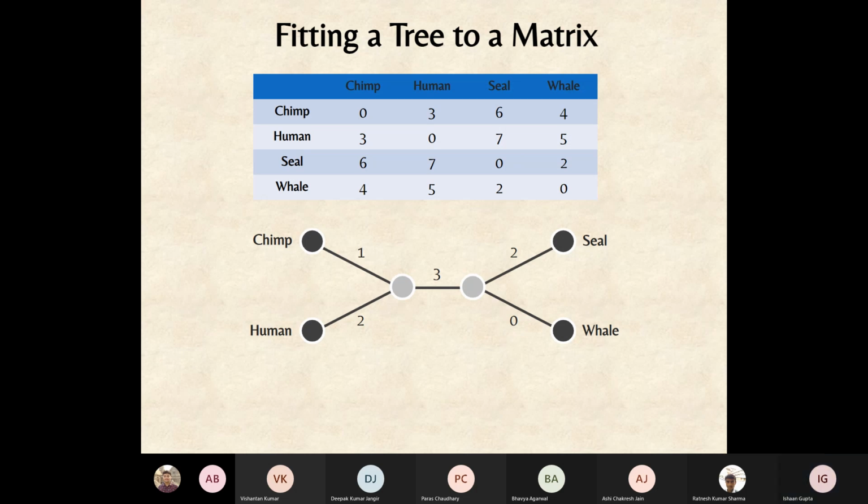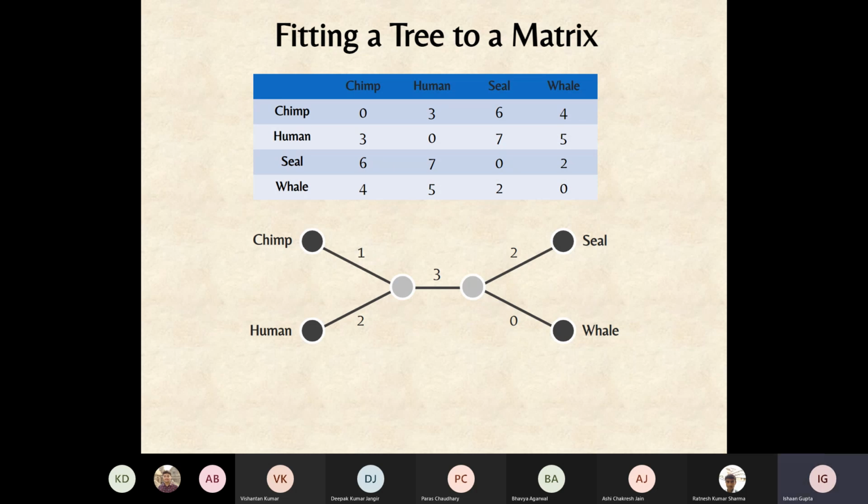I had one doubt here. Shouldn't the whale spot coincide with the seal spot, since there's zero distance between them? Sure, it should be. But we assume that seal and whale have a common ancestor. This is just an example matrix. The internal nodes are always ancestral in nature, not present-day species.